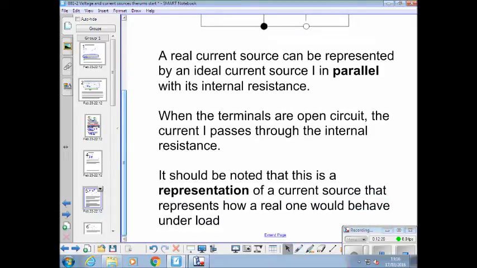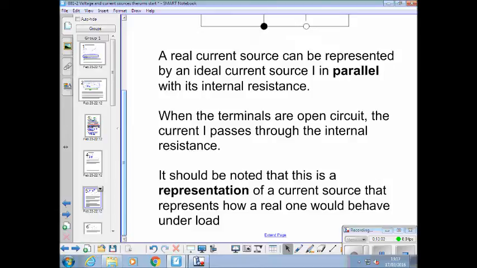It should be noted, it's particularly difficult with this one, that it is a representation of a current source that represents how a real one would behave under load. Okay? I mean, all sources are a source of voltage, but if we're interested in the current, we can consider it. If we want to keep our current constant from our supply, then we represent it as a current source instead. Alright? But the current source is the most difficult one to get students to understand, rather than the voltage source.